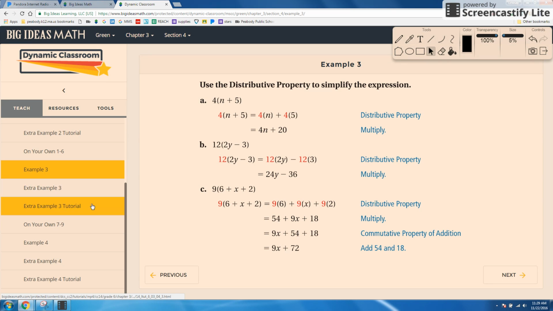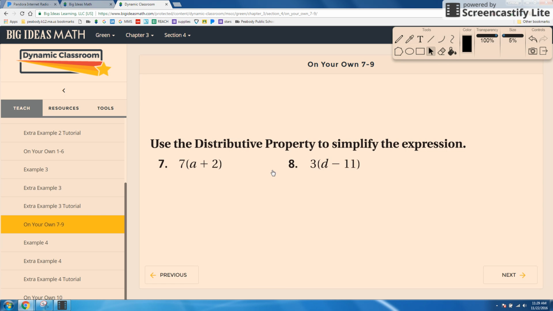So now I'm going to give a couple for you to try. So I want you to pause, try these 3, and then we'll go over these tomorrow. So pause and see how you did on those ones.